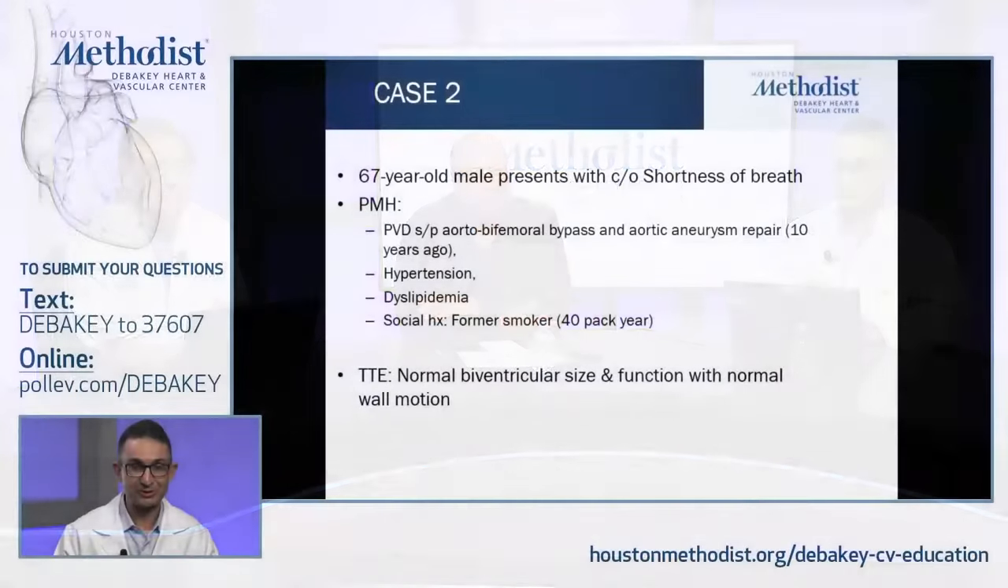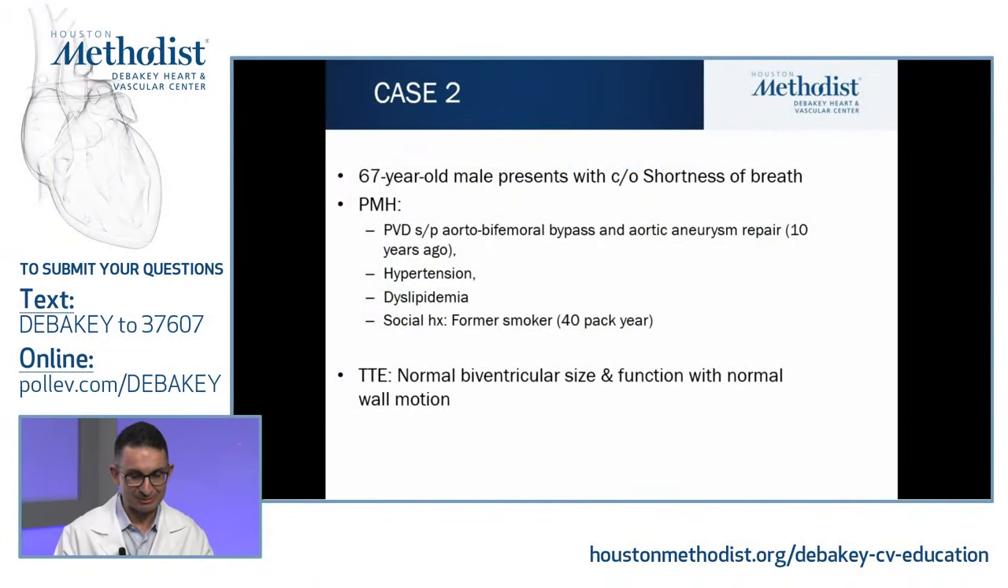Okay. So we're going to go to another extreme of the patients that we see. So this is a 67-year-old male that presented with a chief complaint of shortness of breath. His past medical history is noticeable for peripheral vascular disease. He had prior surgical intervention for aortic bifemoral bypass and aortic aneurysm repair, hypertension, dyslipidemia, and he's been a former smoker with a 40-pack-year smoking history. When he presented, his transthoracic echocardiogram showed normal biventricular size and function with normal wall motion.